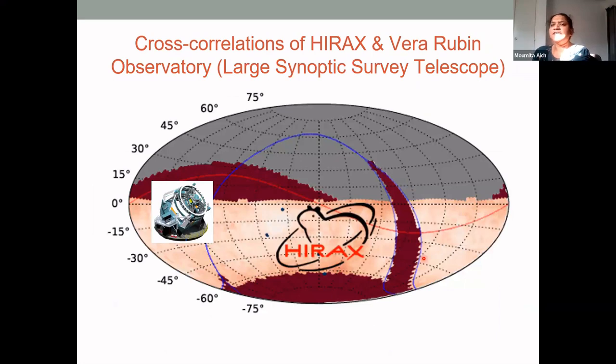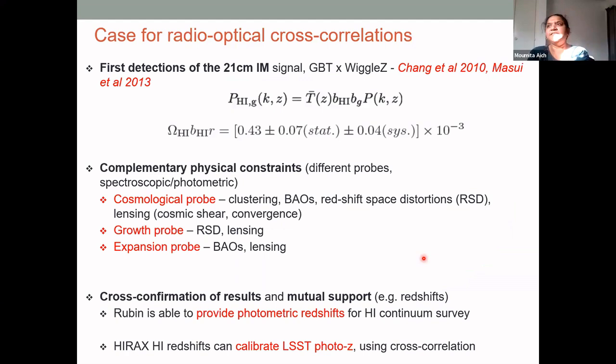Right, okay. Let's move on to the cross-correlations of HIRAX. As I said, we are interested in radio-optical cross-correlations because the first detection of the 21 centimeter intensity mapping signal was done in 2010 using the GBT and WiggleZ survey. That is one of our main motivations, because you can measure the 21 centimeter signal in cross-correlation. It also provides complementary physical constraints because you have different probes, so you can measure different things. For example, cosmological probes: clustering, BAOs, redshift space distortions, and lensing, which can be done using cosmic shear and convergence. You can also have growth probes with RSDs as well as lensing, or expansion probes with BAOs and lensing.